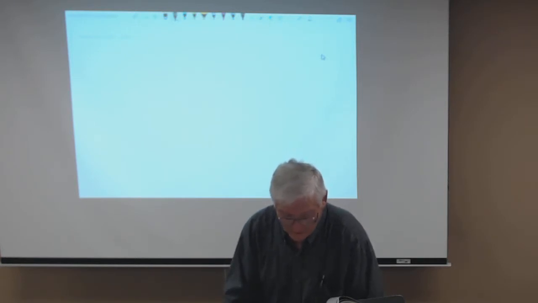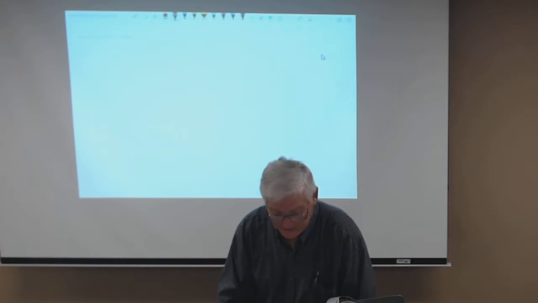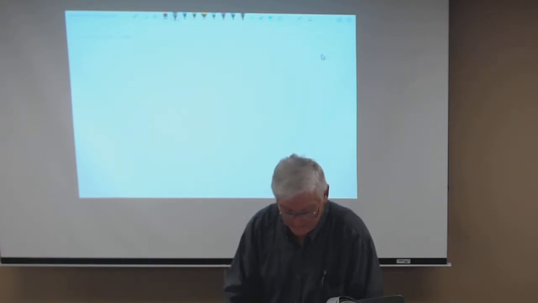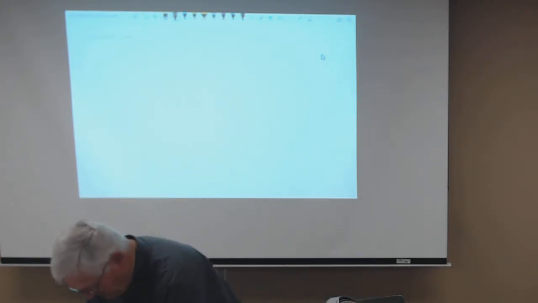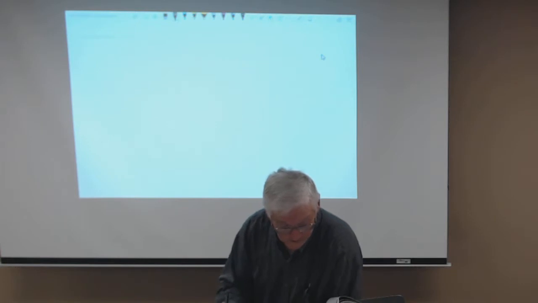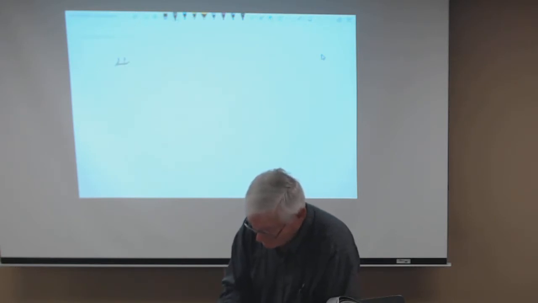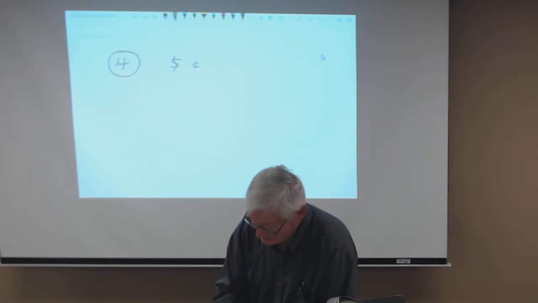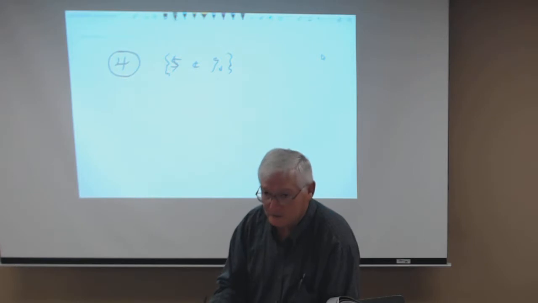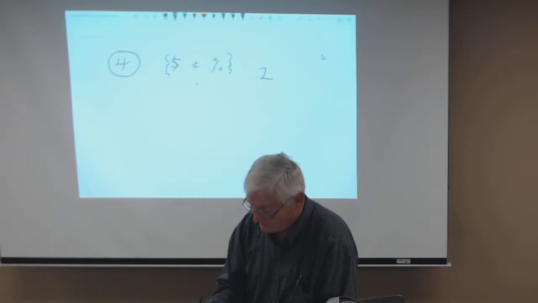Number 4, list all the proper subsets of the set dollar, cent, and percent. Okay, how many subsets will that set have? Number 4. Dollar, cent, and percent. How many subsets will it have? 2 to the what power? To the third power, which is 8.